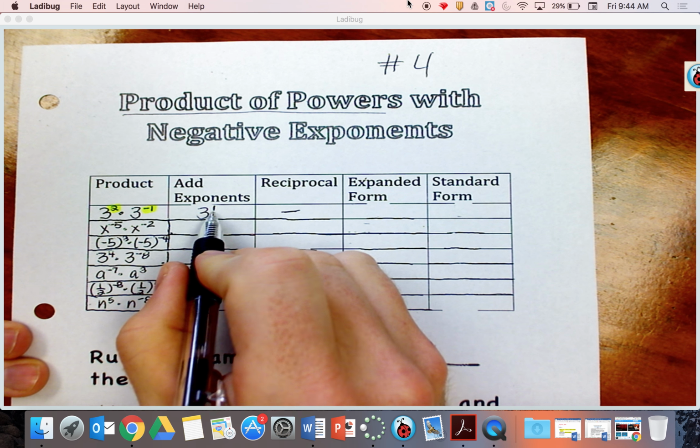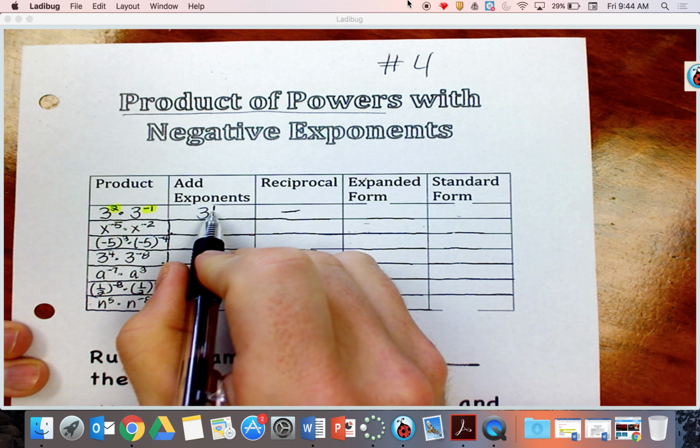I have a variable x raised to the negative 5th power and another variable x raised to the negative 2nd power, and I'm multiplying these. So when I take the product, or when I multiply these, I remember I'm going to add the exponents. So I'm going to do negative 5 plus negative 2, and that ends up giving me x to the negative 7th power. But I now have a problem because I have a negative exponent, and I want to write it as a positive exponent because those are always nicer and neater to see.